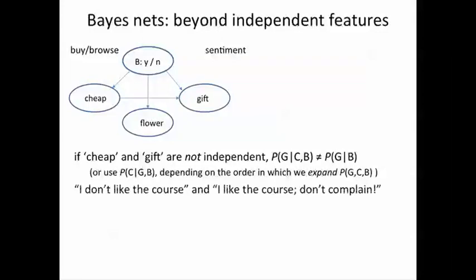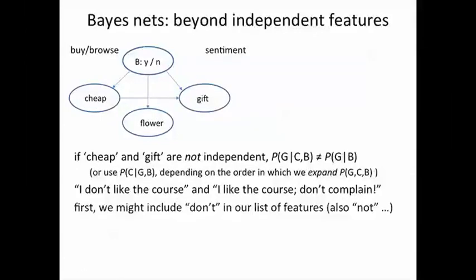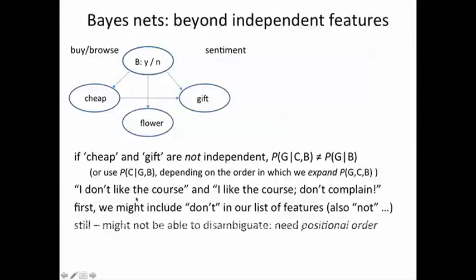Another example could be the sentiment from comments. A comment like, "I don't like the course," and "I like the course, don't complain," both contain the words don't and like, but they are clearly different sentiments. So at first we might include don't in our list of features, along with other negatives like not, etc. But that doesn't quite do the work, because we also need to deal with the positional order in which these words occur. Just including negatives doesn't allow us to disambiguate between "I don't like the course" and "I like the course, don't complain."